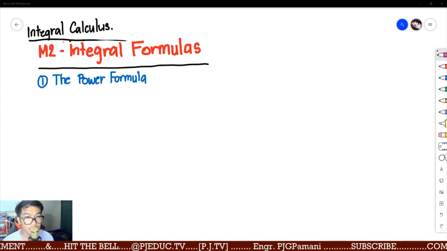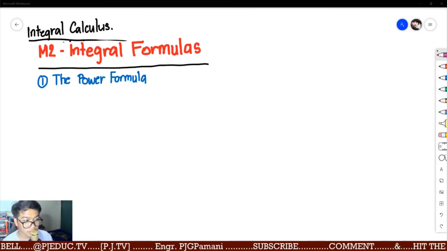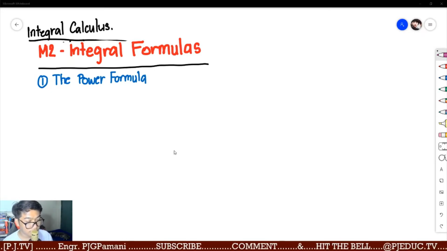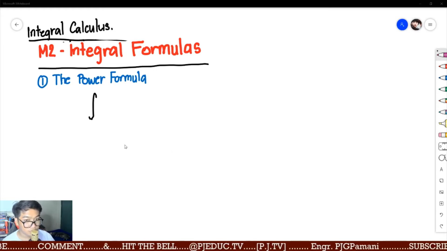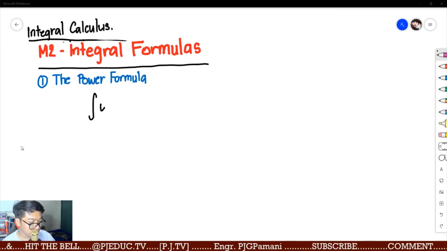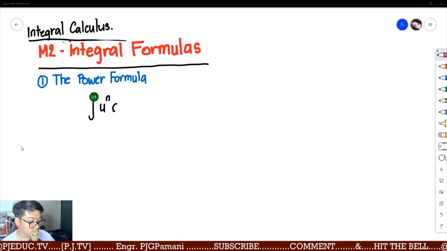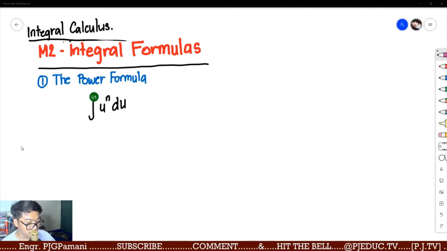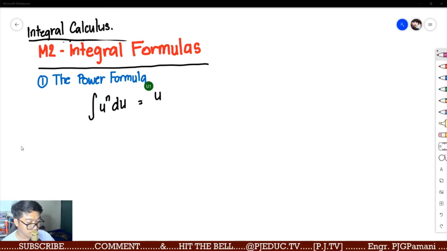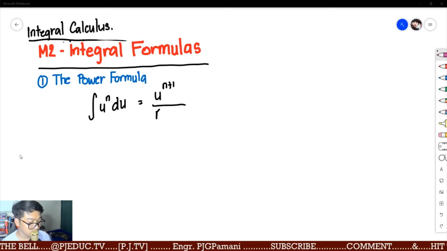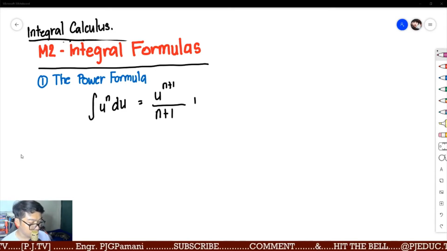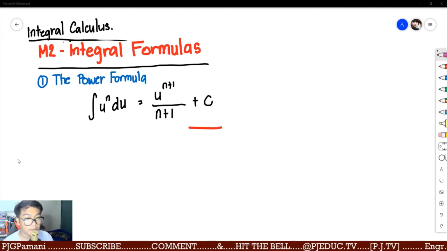Again, this is module number 2, integral formulas. Starting with our first formula, the power formula, which has already been introduced to you before. This is the integral of u raised to n du equal to u raised to n plus 1 over n plus 1 plus your integration constant, which gives us our general formula for the power formula.